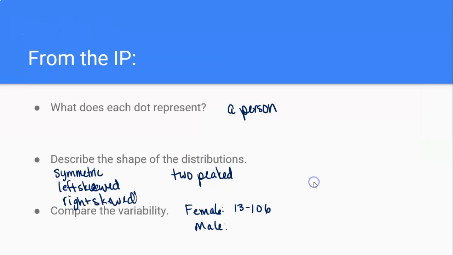Again, that doesn't have to be perfect. I wasn't looking for that. And then if you're going to compare, you should say something like the females were much more spread out than the males. So it's not just giving me the variability, it's actually comparing it by saying the females are more spread out than the males. They reach all the way to 106.